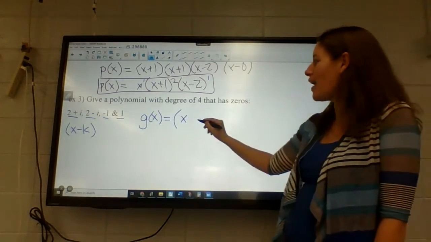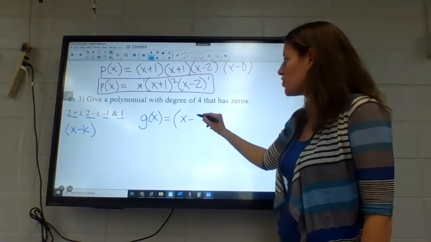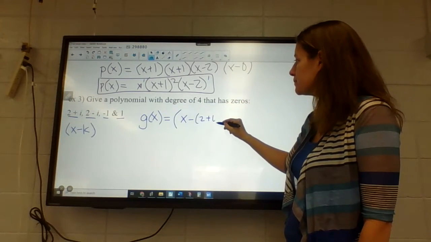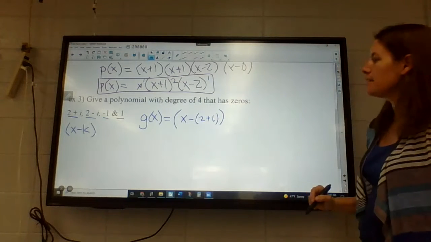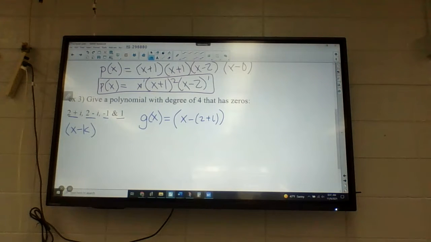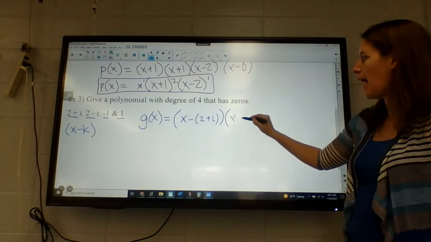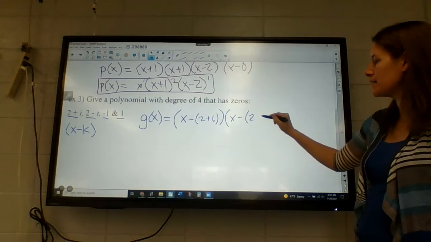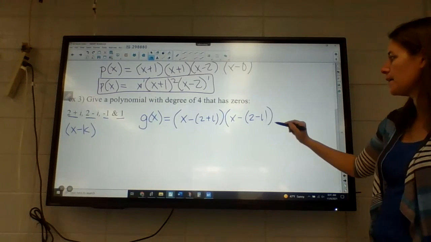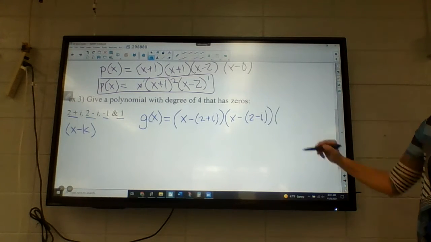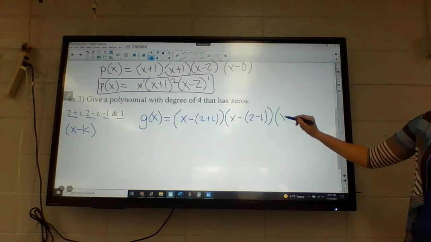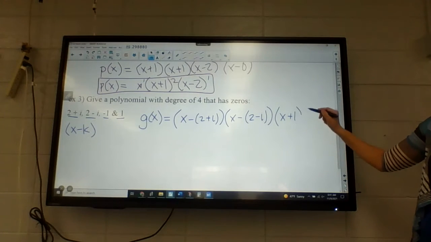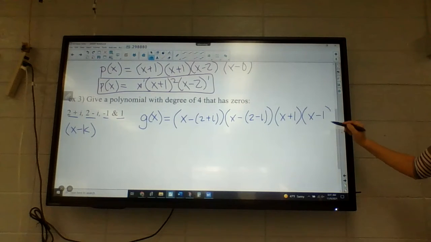All right, so we're going to do x minus this 2 plus i. Now, I'm not going to expect a ton of simplifying here, but I'm going to ask you to do a little bit. And then x minus 2 minus i. Then here, it's going to be x minus a -1, so x plus 1, and then x minus 1. Are you okay with my factors there?